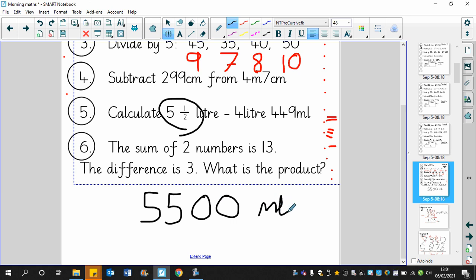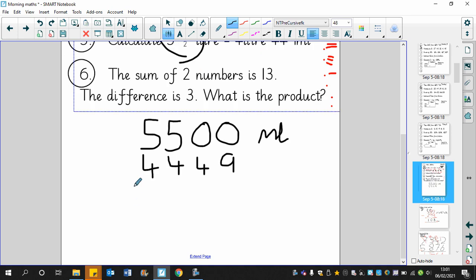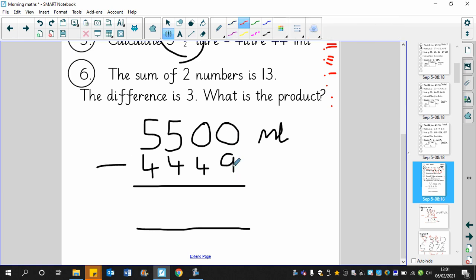milliliters. Okay, and then we've got to take away 4 litres, and then 449 milliliters. So that's 4, and then 4, and then 4, and then 9. Okay. Now, some of you may see a little sneaky trick that we can do, but just in case, let's do the whole thing. So 0 take away 9 we can't do.